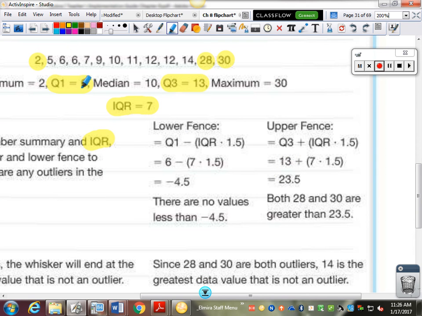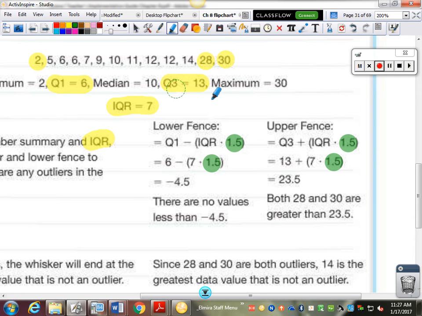Our Q1 was 6. And we're subtracting the IQR times 1.5. Now the 1.5, that's just part of the formula. You'll always use the 1.5. Okay, and that determines, once you plug that in, 6 minus 7, you get a negative value for your lower fence. So any values that are less than negative 4.5 would be considered small enough to be an outlier. So 2 is our lowest value, therefore it's not less than negative 4.5.